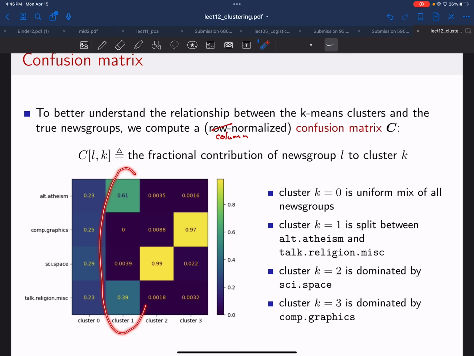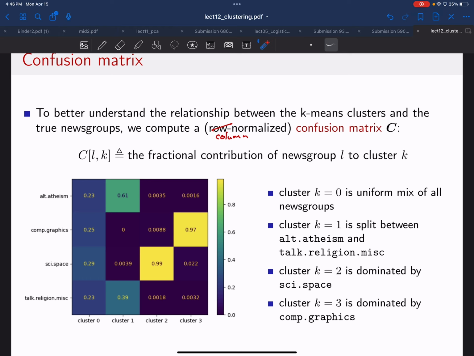Cluster 1, 61% alt.atheism, 39% talk.religion. We said that those are pretty difficult to separate, so maybe that's also successful because there's almost nothing from the other classes. But this one didn't work at all. It's almost uniform across those 4 true classes. So 3 clusters were good, the last one somehow didn't work.